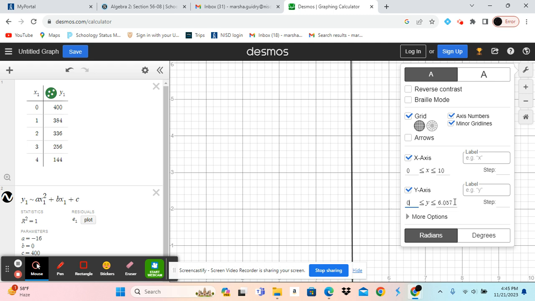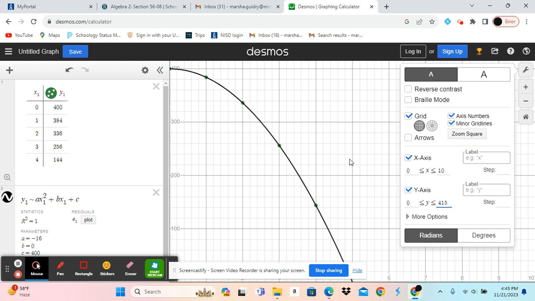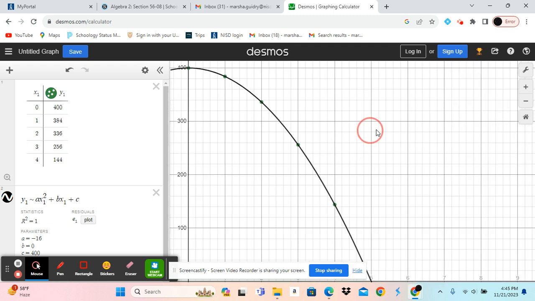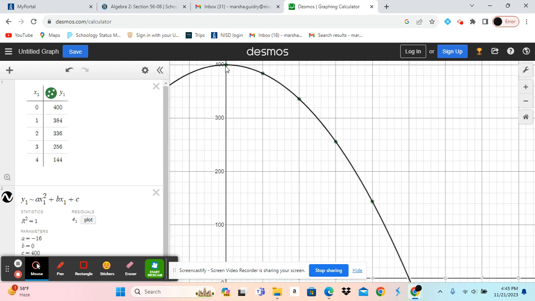And it's definitely higher than 6 feet in the air. We started out at 400. So you can start at 400 and let's say 415 feet, whatever you'd like. So here is our parabola. And if I kind of click and drag it over, I can see it clearly. It starts way up here at 400, and then after 1 second, it's right here at 384. After 2 seconds, it's at a height of 336.